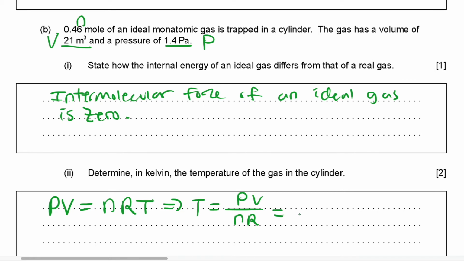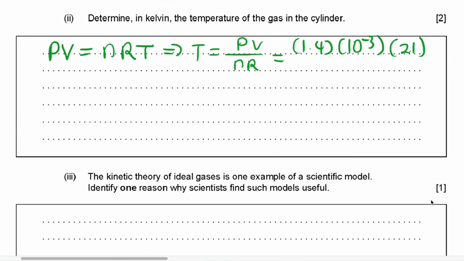This is going to be equal to, since here is 1.4 Pa, you need to convert that to kilopascal. So 1.4 multiplied by 10 to the power of -3, multiplied by volume, which is 21, and you need to convert that to decimeter. So we are going to convert that to decimeter. So let me just rewrite the whole thing.